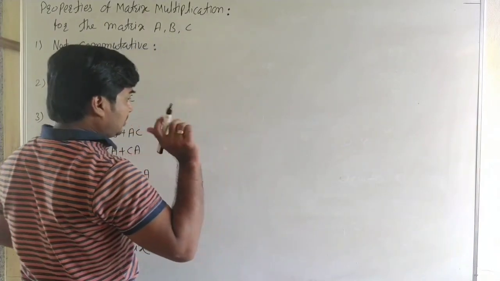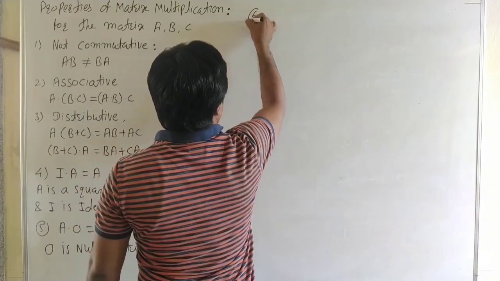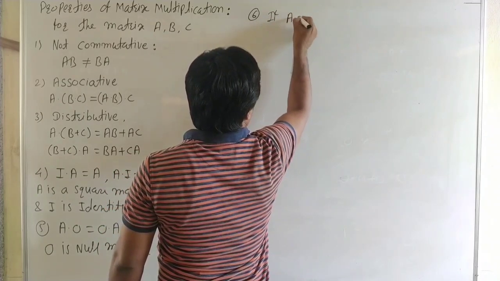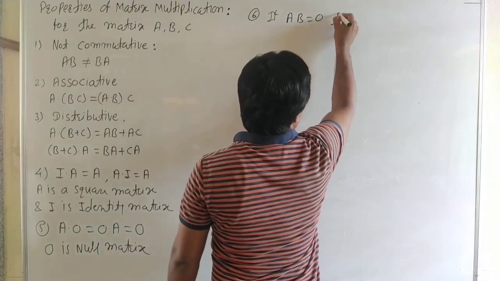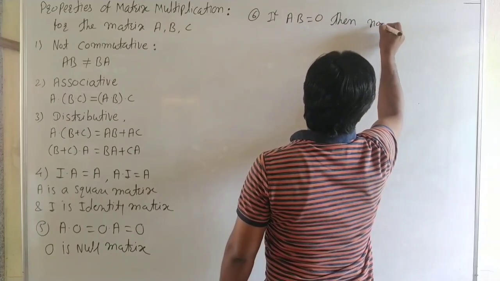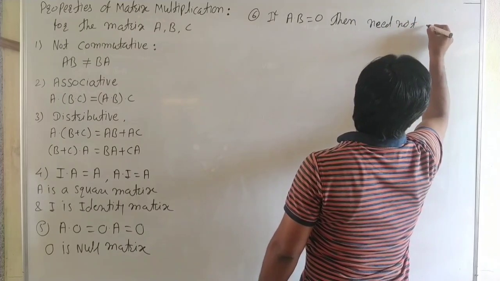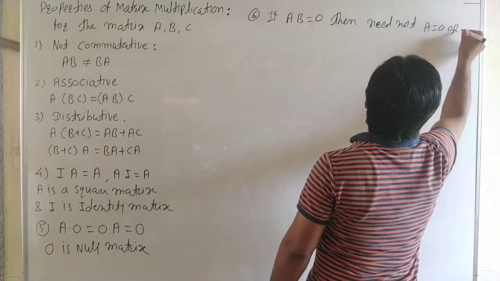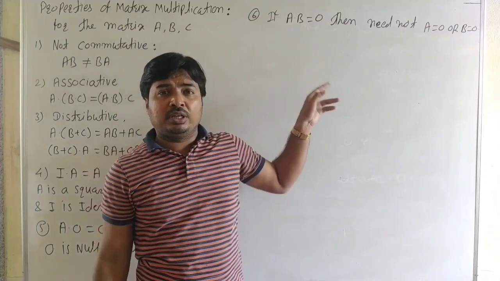Now we can write the sixth property. See carefully. It is property number 6. If A into B, the multiplication of these two matrices, is 0, then it need not be that A is equal to 0 or B is equal to 0. Here the product of the two matrices is 0.